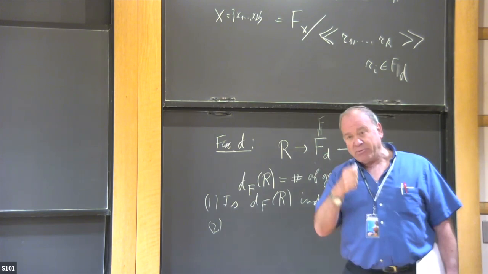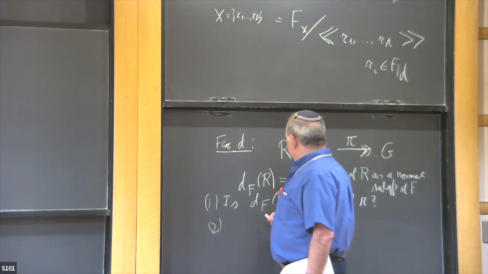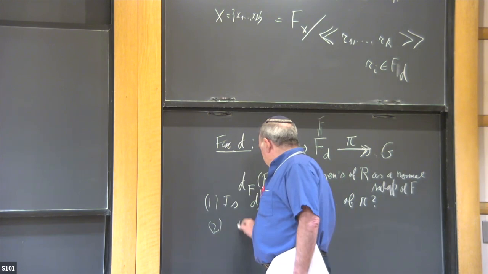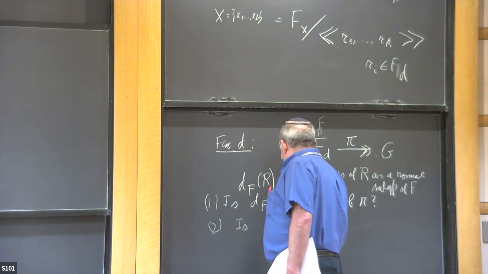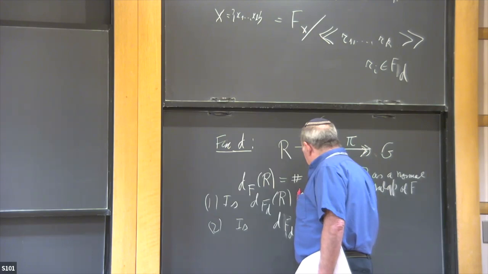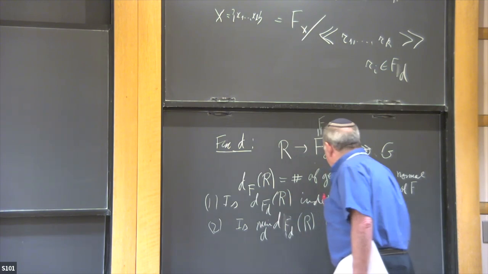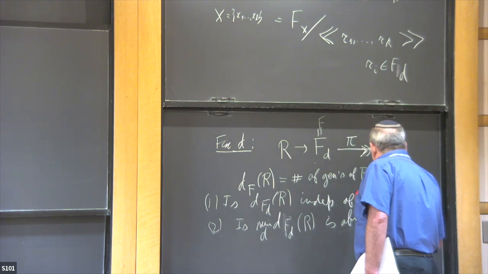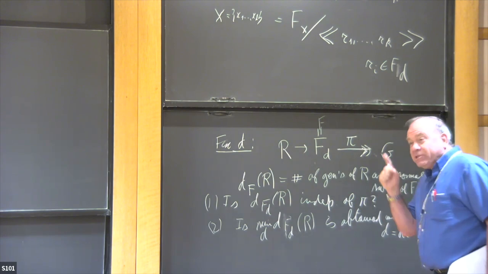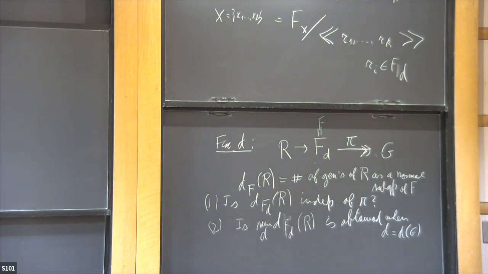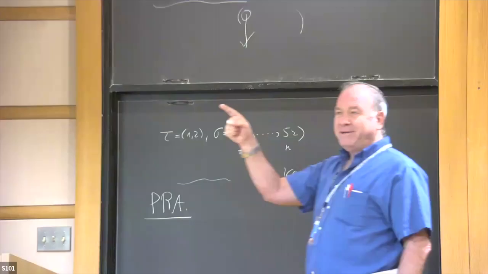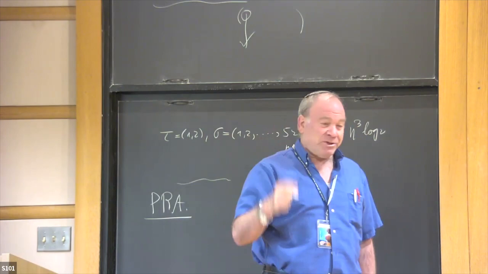Another question, and maybe let's stress it, is whether d_F(R), I hope you understand me, the minimum over d, is obtained when d equals the number of generators of G. Even this is not known. Maybe I can use more generators for the group and get fewer relations. We don't even know how to prove that this is impossible.